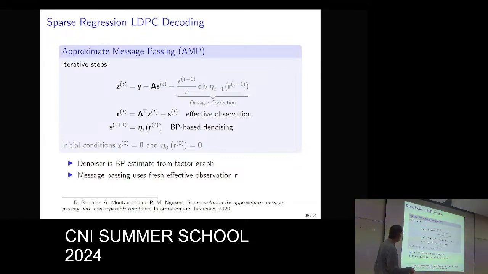The structure of our AMP is going to be very familiar to you by this time. The first step is the computation of the residual with the Onsager term. The second is the effective observation, which asymptotically should go to Gaussian. We know that it should go to the true state plus some Gaussian noise at every iteration if state evolution and AMP are proper. And then our denoising is going to be based on belief propagation.